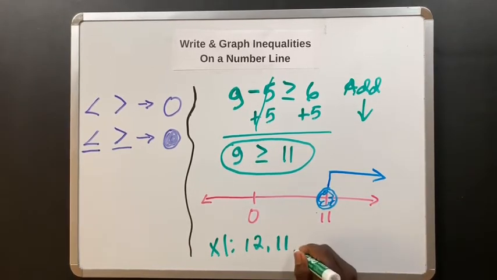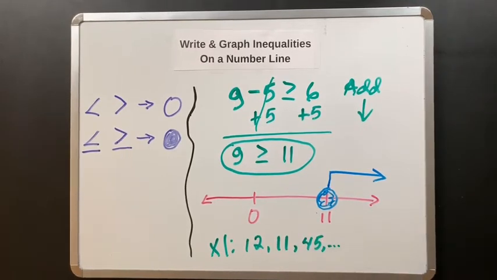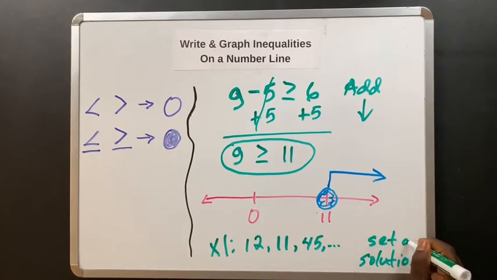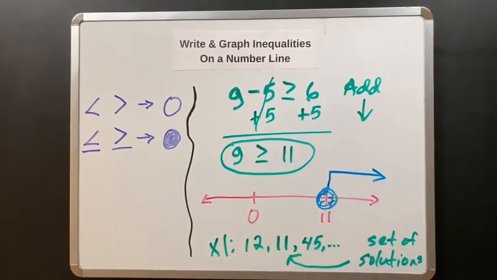All right, so another solution could be 45, and keep going. Infinitely many numbers, but they have to be greater than or equal to 11 as a solution. And remember, this is our solution, or I'll say this time a set of solutions. So what do we do here? We solve the inequality. We graph the inequality, and then we describe the solutions.